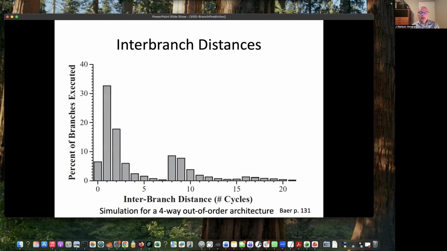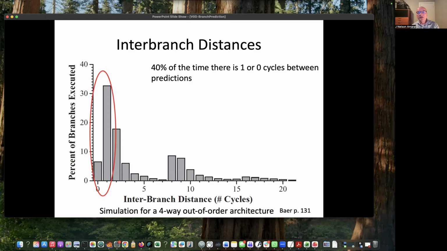And the distances, as you can see, many branches are very close to each other. So we have more than 30% of the branches where the interdistance between them is a single cycle. And you can see in this distribution that the number of branches at a certain distance reduces as you increase the distance. So 40% of the time there is a 1 or 0 cycle between predictions.